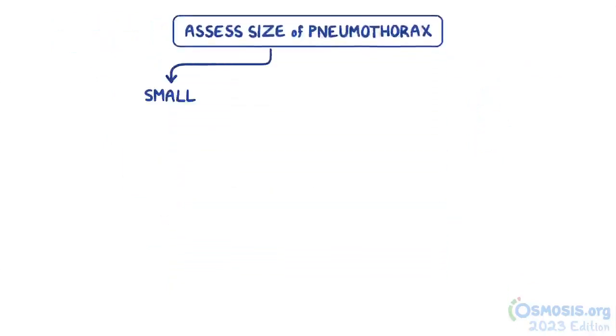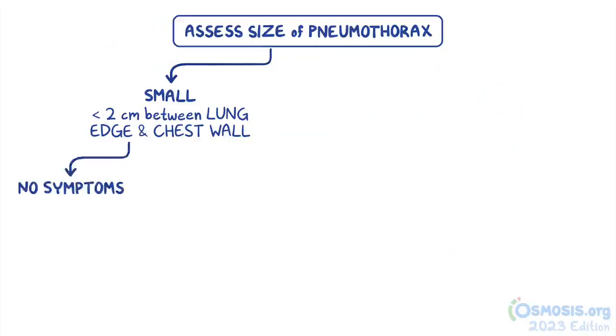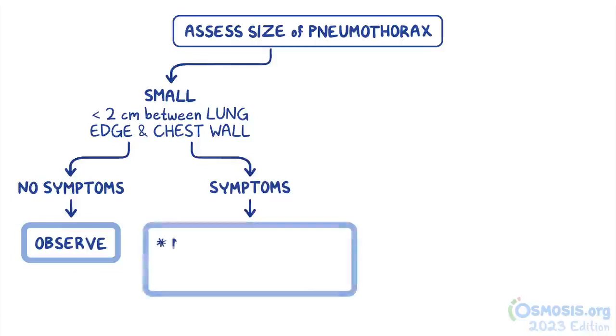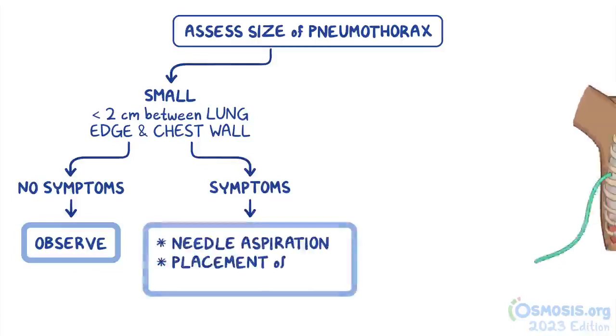If it's small, meaning the chest x-ray reveals less than 2 centimeters between the lung edge and chest wall, next you should assess for symptom severity. As long as no symptoms are present, it may often resorb spontaneously, so you can observe your patient. However, if symptoms are present, then you'll need to perform simple needle aspiration or placement of a chest tube.